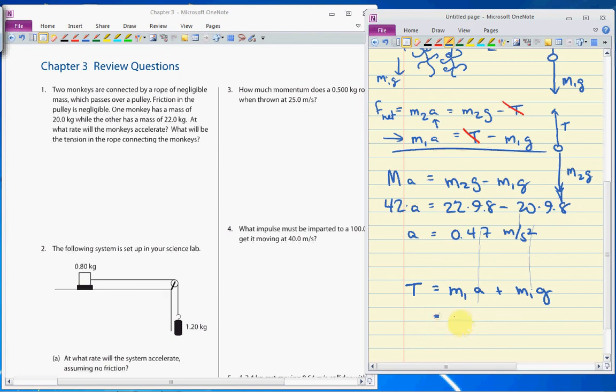So I simply do the math. M1 is the 20 times the acceleration I just calculated, 0.47, plus M1 times 9.8. Tension after this calculation is 205.4 newtons overall.